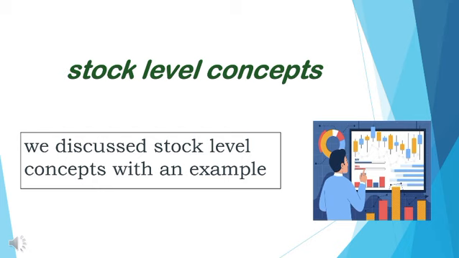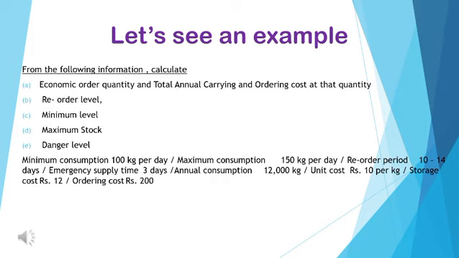Okay, now we talk about stock level concepts. Let's see an example. Minimum consumption 100 kilograms per day. Maximum consumption 150 kilograms per day. Reorder period 10-14 days. Emergency supply time 3 days. Annual consumption 12,000 kilograms. Unit cost 10 rupees per kilogram. Storage cost 12 rupees. Ordering cost 200 rupees.